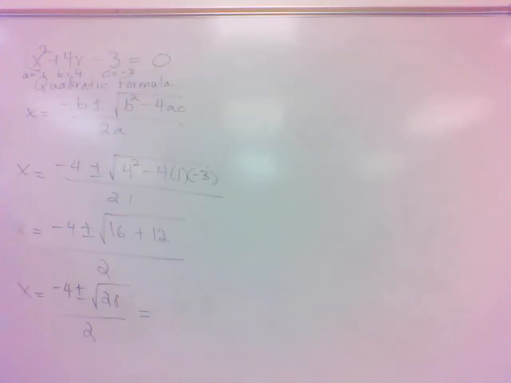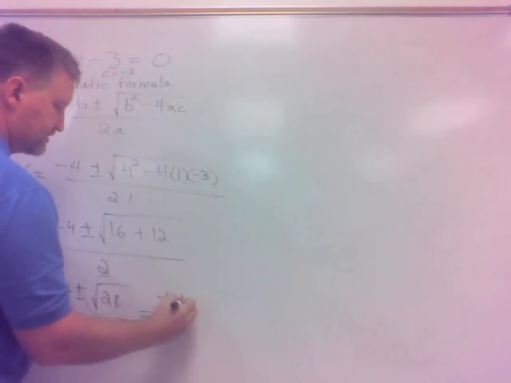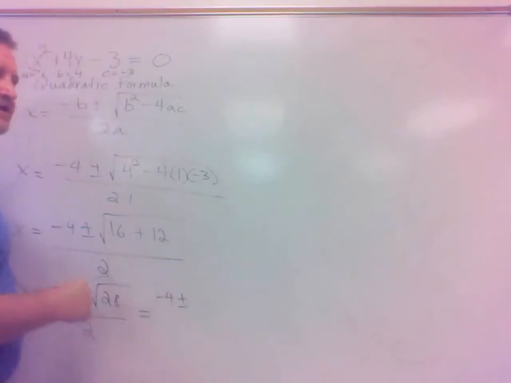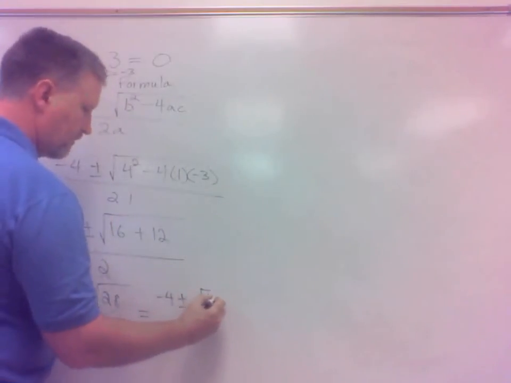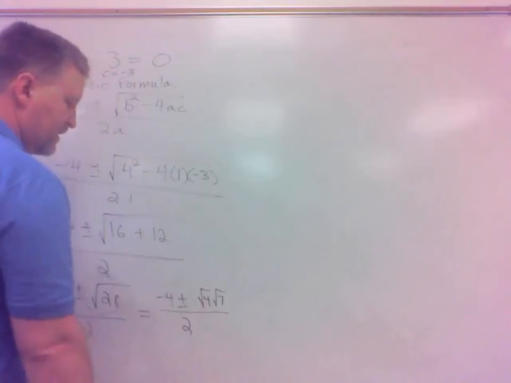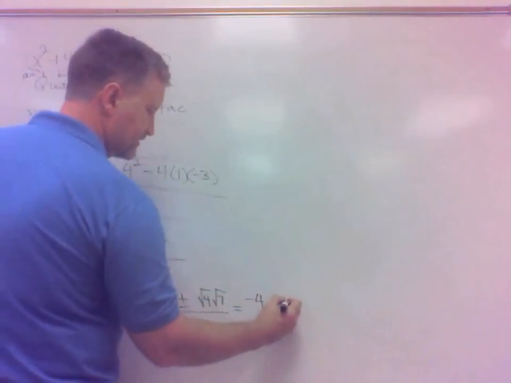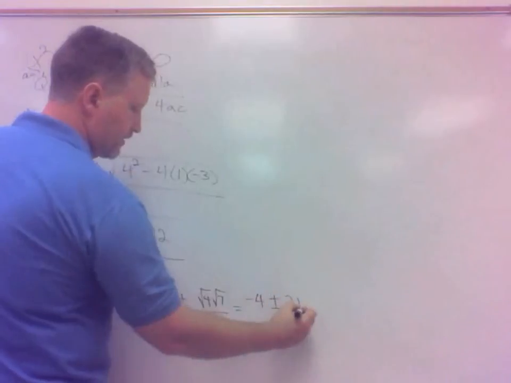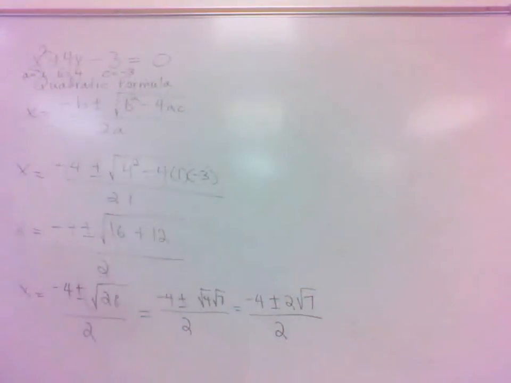However, I can simplify. Start by simplifying your square root. 4 times 7 is 28, so I can simplify that. It's negative 4 plus or minus the square root of 28, which is 4 times 7, so I'm going to break that down: the square root of 4 times the square root of 7. And then that's all going to be over 2. So I wind up with negative 4 plus or minus the square root of 4, which is 2, square root of 7, over 2.